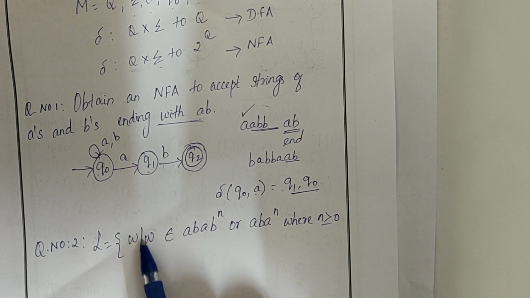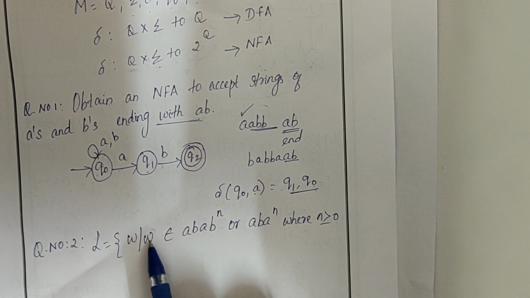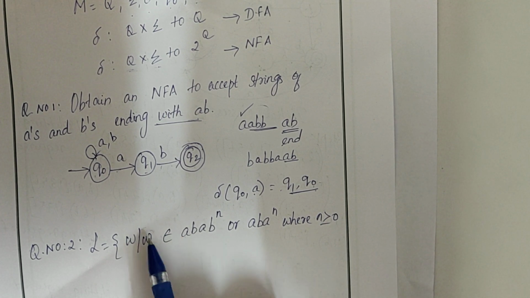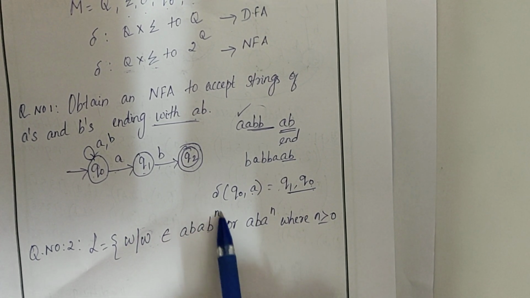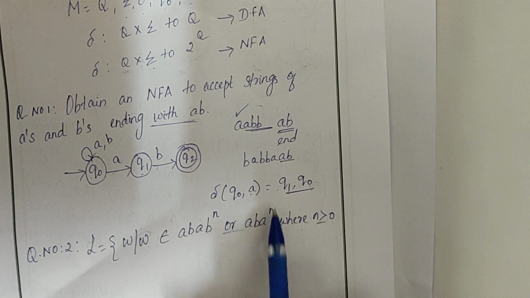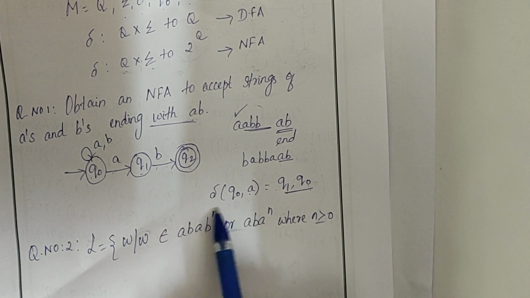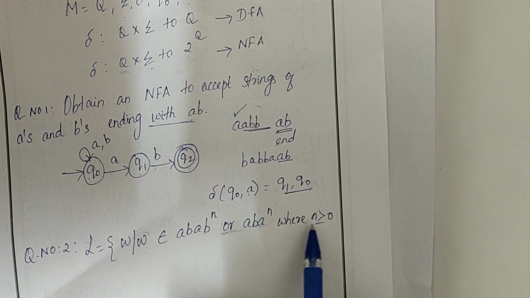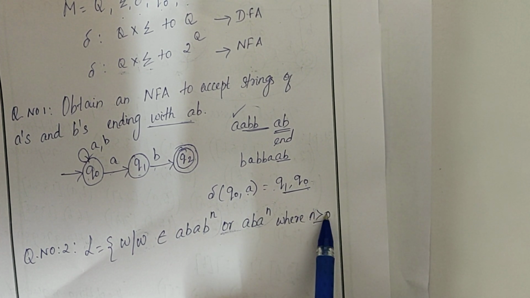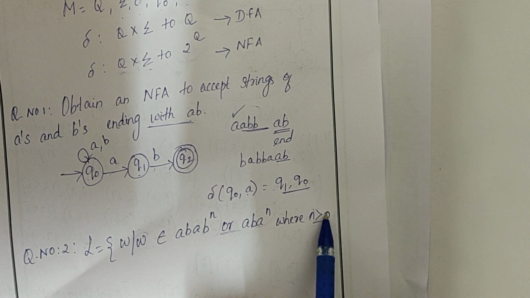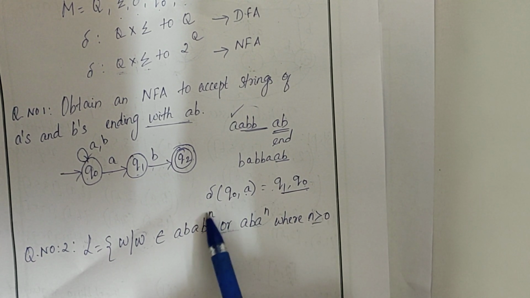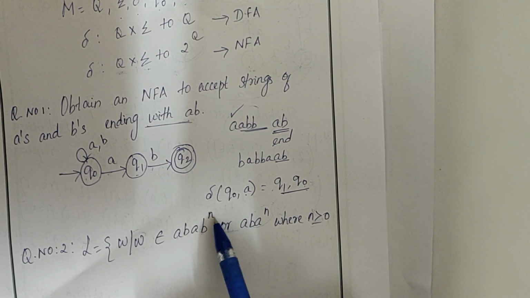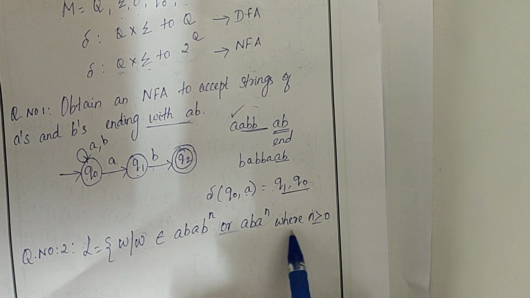What is W? My string. How can I form W? Using A and B. W such that W belongs to (AB)^n or (ABA)^n. Here n should be greater than or equal to 0. So, I can have n value equal to 0, or I can have n value greater than 0.